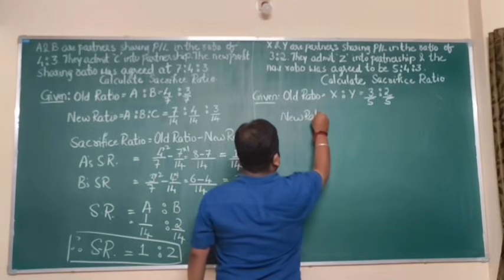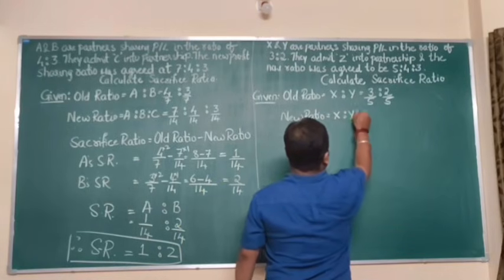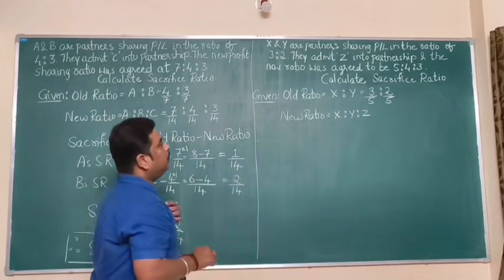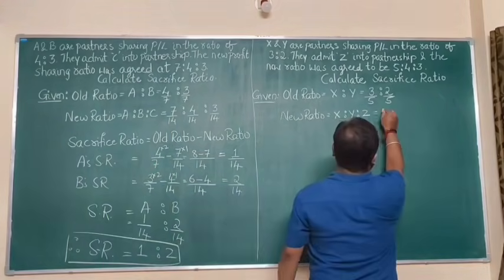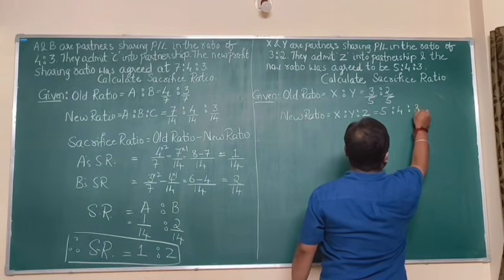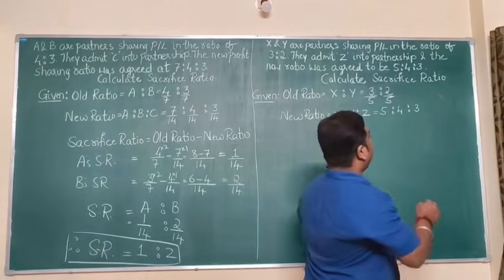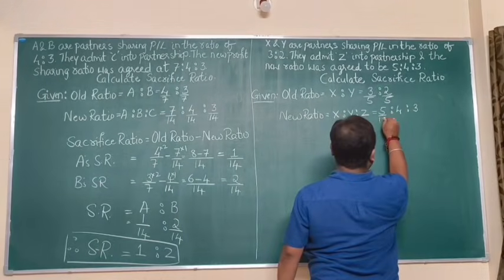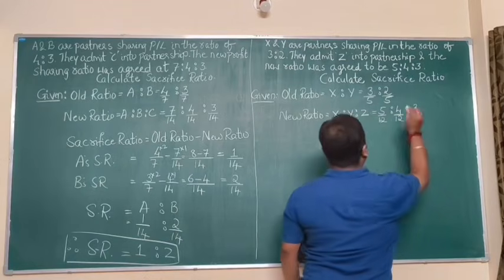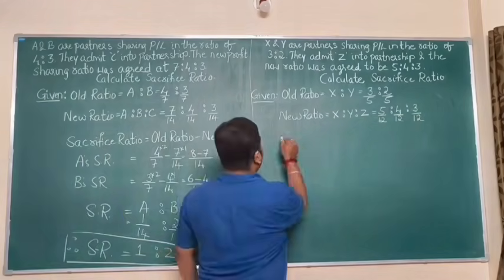New ratio. Whose new ratio? All the partners, that is X is to Y is to Z, including the new partner. What is their share given? 5 is to 4 is to 3. 5 plus 4, 9. 9 plus 3, 12. So 5 by 12, 4 by 12 and 3 by 12. Same information now. Let's apply the formula.